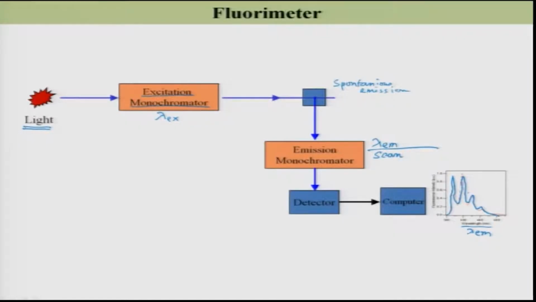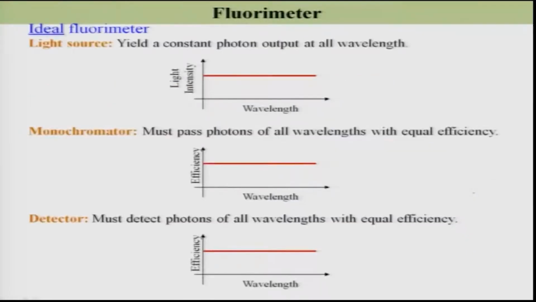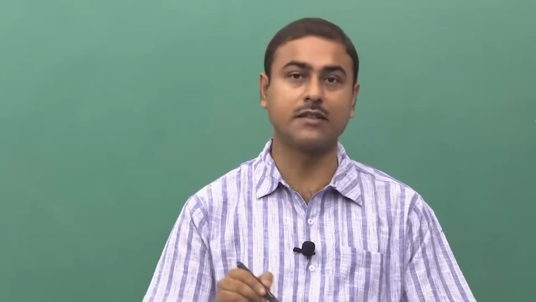And then what I was discussing is that even if you record this emission spectrum with this nice fluorimeter, the emission spectrum which we record in this case is not the correct emission spectrum, and the reason behind it is that the monochromator and the detector are not ideal. What do I mean by ideal? An ideal monochromator must pass photons of all wavelengths with equal efficiency, but in actual it is not.